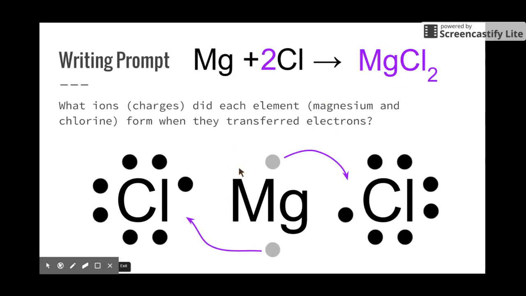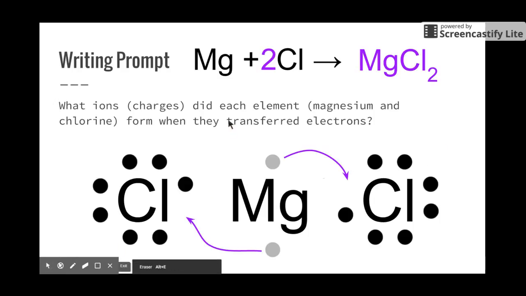So what are the charges of each of these particles here? Well, if you think about it, this chlorine gained an electron, so it becomes -1. This magnesium lost 2 electrons, so it becomes +2. Remember, electrons are negative charge, so if you lose them, you become more positive. So what's the total charge here? Well, the total charge of the compound is going to be 0 if you add all those together.